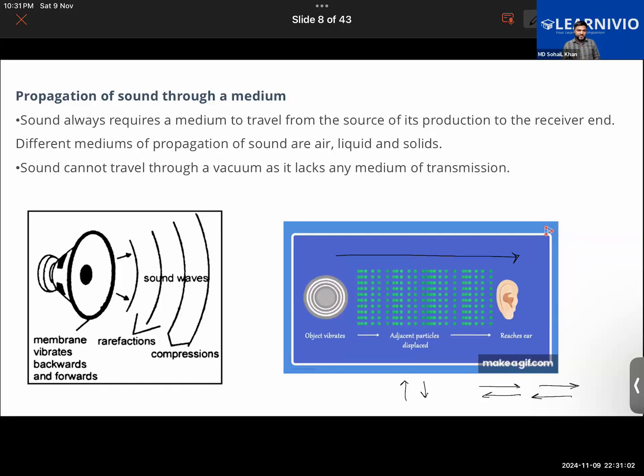Further, the different mediums of propagation of sound are solid, liquid, and gas, and propagation means the movement or traveling. The speed of propagation of sound in different mediums will be different. Why? Because in certain mediums the particles are closely packed, while in some mediums particles are loosely packed and apart from each other.